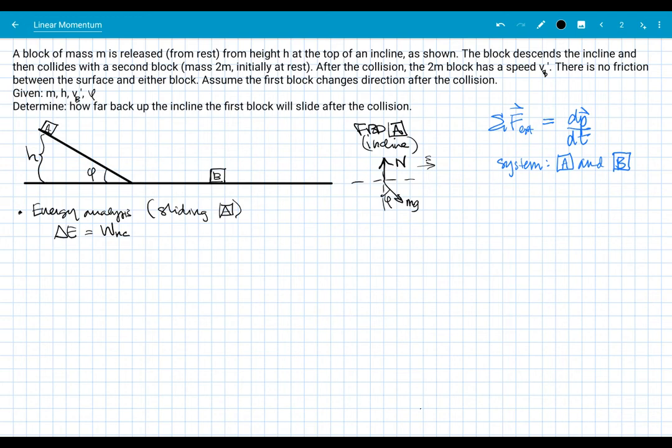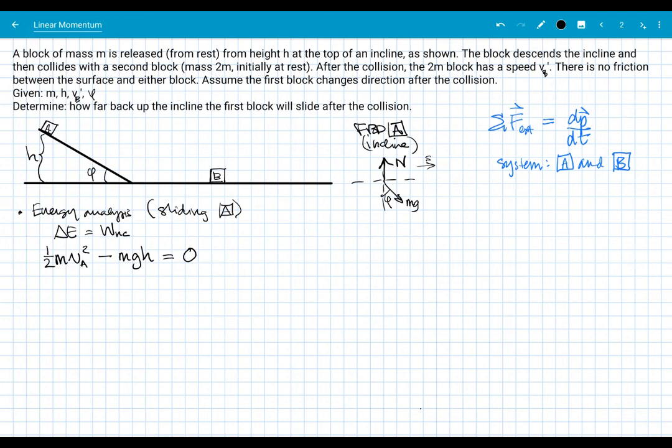forces. So my final energy for block A is going to be the kinetic energy when it's at the bottom of the ramp, right? 1/2 m, I'll call this v sub A, squared. My initial energy for this block is, of course, the gravitational potential energy it has upon release, mgh. Conveniently, we're given h. And the work done by any non-conservative forces is zero here. So that's nice.